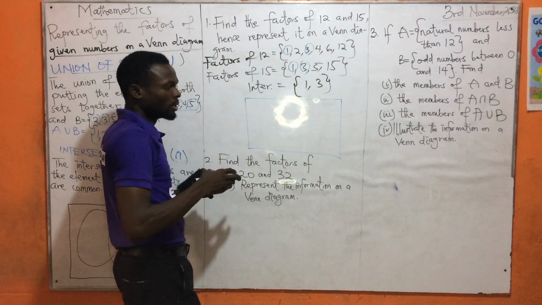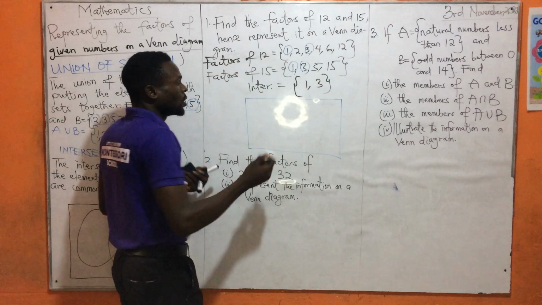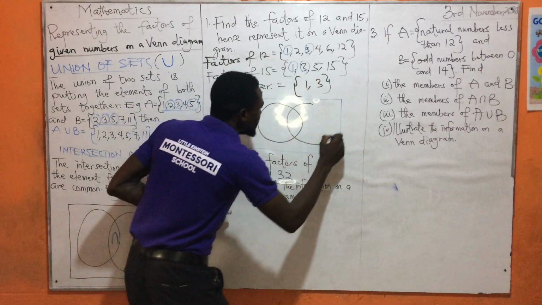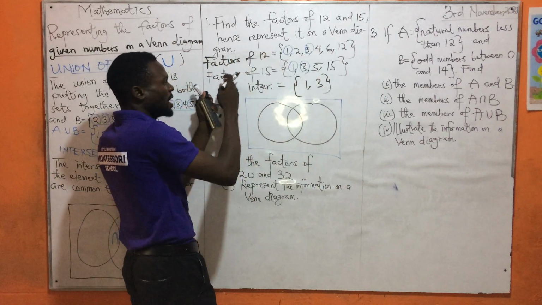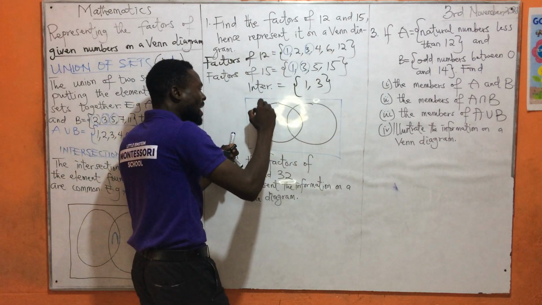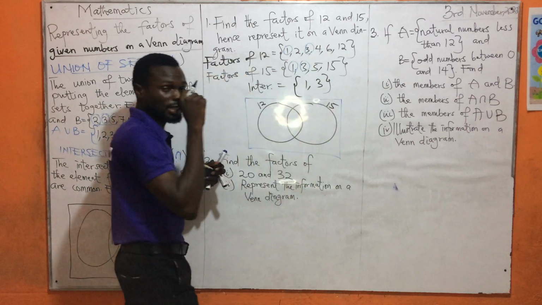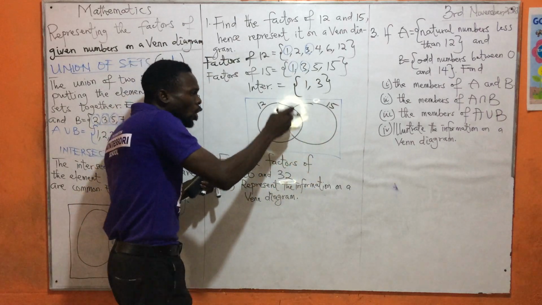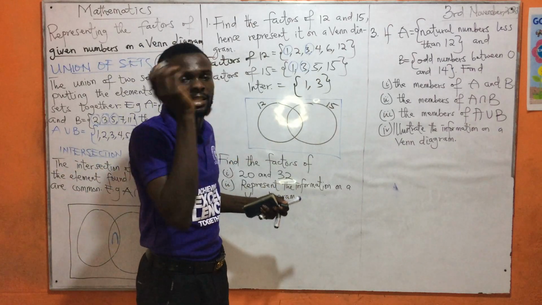Draw a rectangle. Then you draw two circles, one overlapping the other. Something like this. Good. So we have factors of 12 and we have factors of 15. So we can write this as 12, then we can write this as what? As 15. Now once you draw your Venn diagram, know that where the circles are meeting is your intersection.